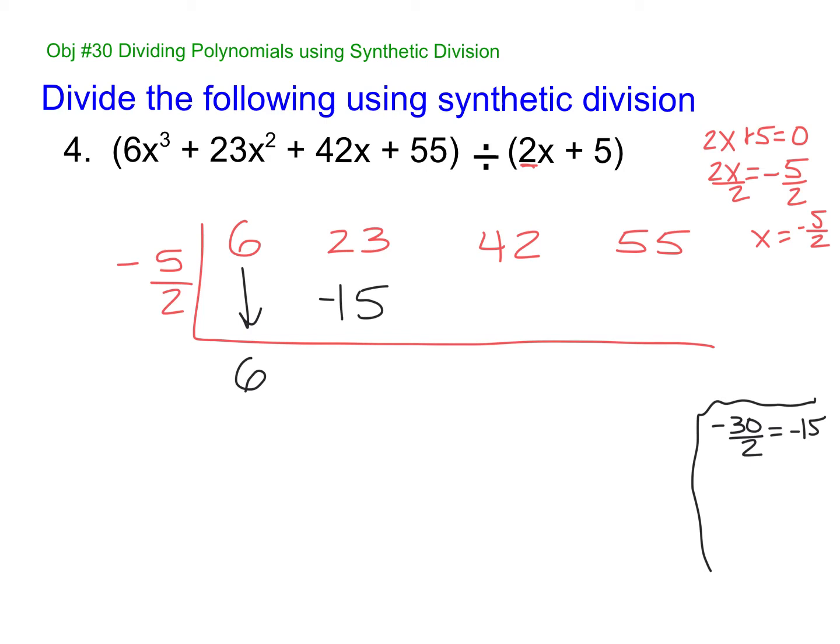Combine down. So that's 8. So 8 times negative 5 over 2. The 8 times 5 is negative 40 over 2, which is negative 20. Combine down. Negative 5 times 22 is 110, divided by 2, negative 110, is negative 55.